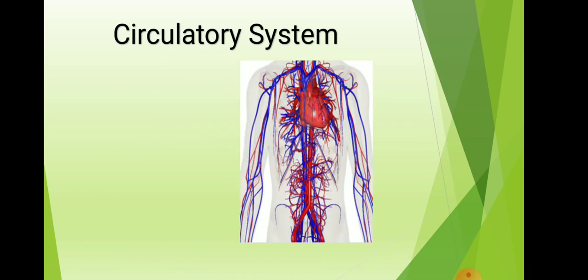The circulatory system is the system of blood circulation in which our heart, blood vessels and blood work together to complete the functions of blood circulation for keeping our body surviving.